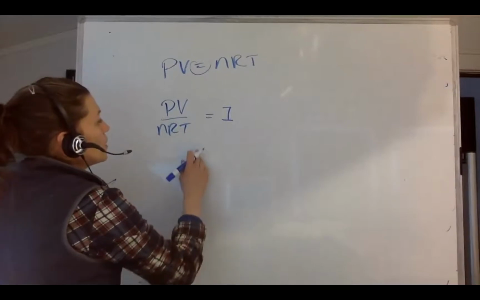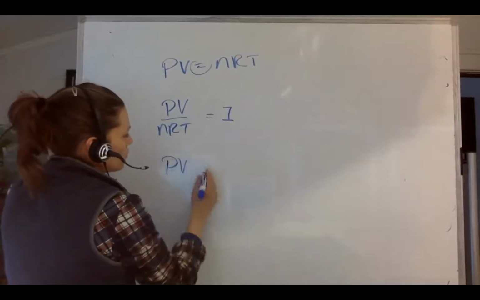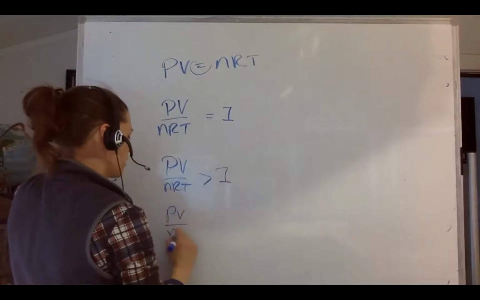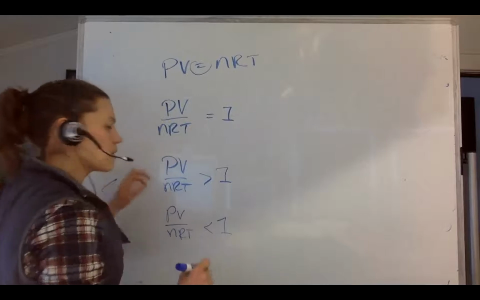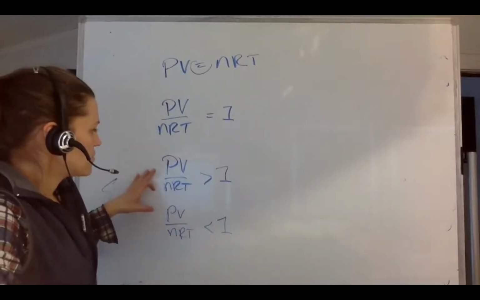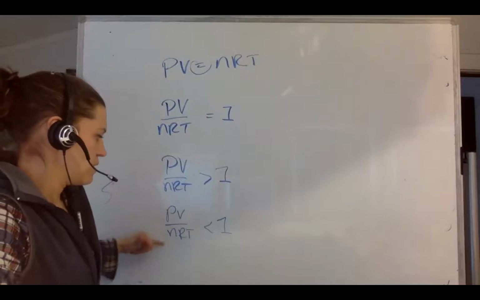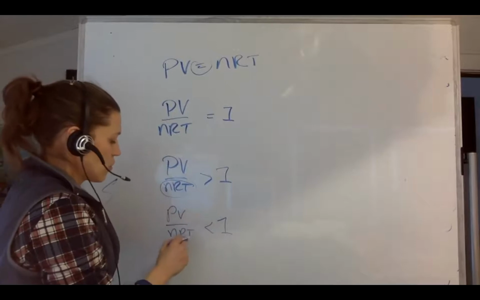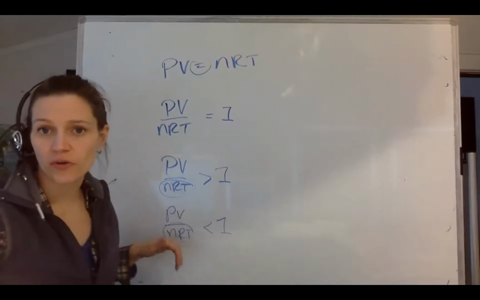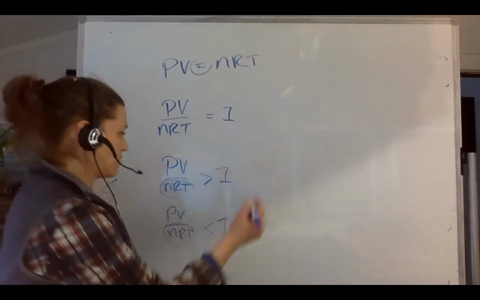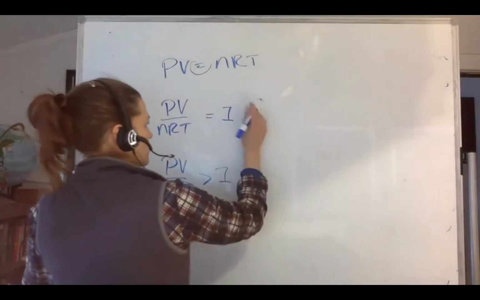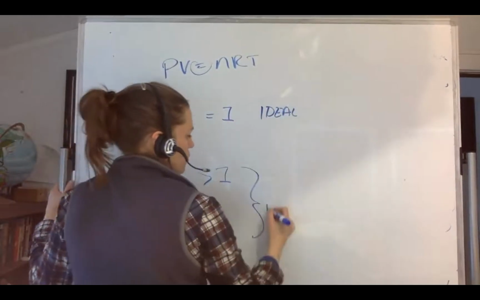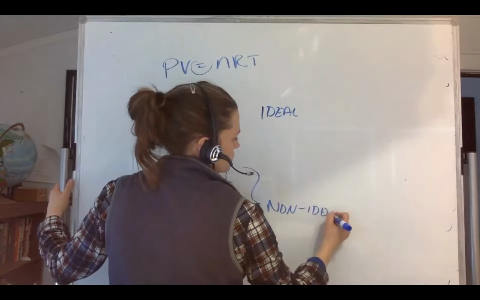If I don't get 1, however, if PV over nRT is greater than 1, or if PV over nRT is less than 1, I can learn a lot about my system. And so if we look at the ratios of these, I can learn whether nRT is less than PV or if nRT is greater than pressure times volume. We call this relationship equals 1 if ideal, and so these would then be considered non-ideal gases.